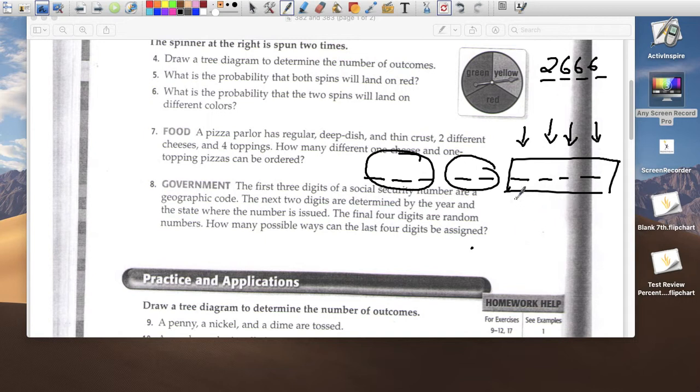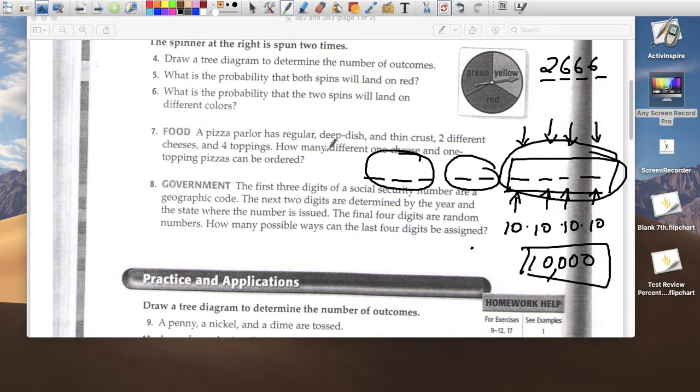You can definitely tell numbers can be repeated. So in the first spot there are 10 different choices, 10 different choices in the second, 10 different choices in the third, and 10 different choices in the fourth. So the possibilities, 10 times 10 times 10 times 10, is going to be 10,000 different combinations in the last group of 4 digits. How many possible ways can the last 4 digits be assigned? Well, there are 10,000 different ways of arranging that number.